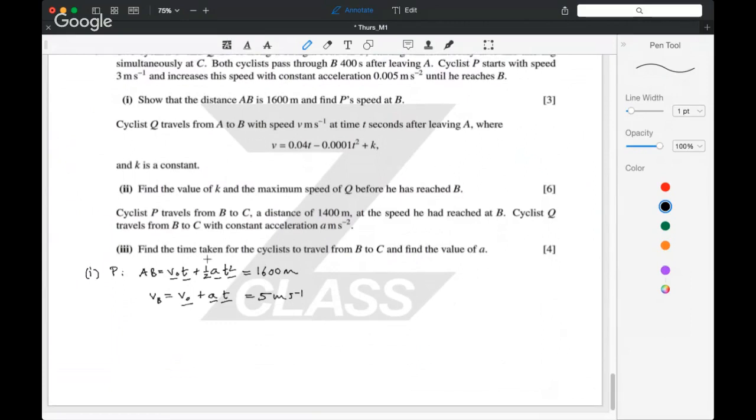Now they're talking about cyclist Q, and he's doing something a little more tricky. So he's got this differential equation, this equation in time. And you notice that this is not constant acceleration. Because remember, for constant acceleration equations, the velocity is something like this: v is equal to a plus bt.